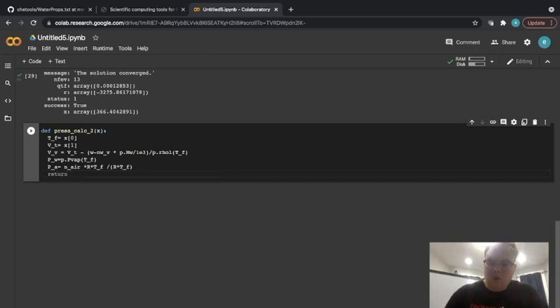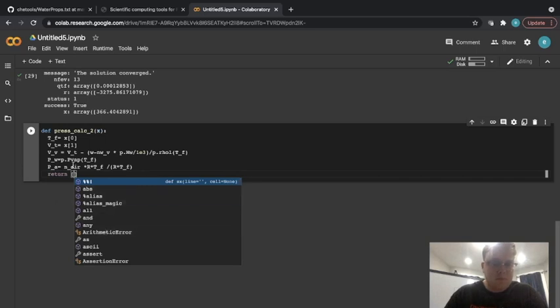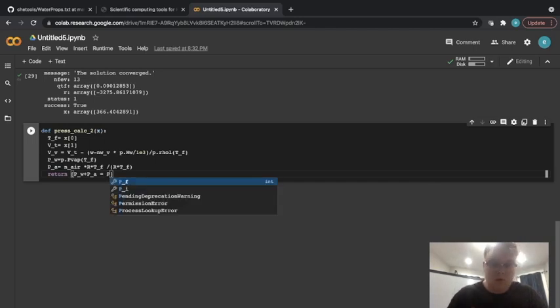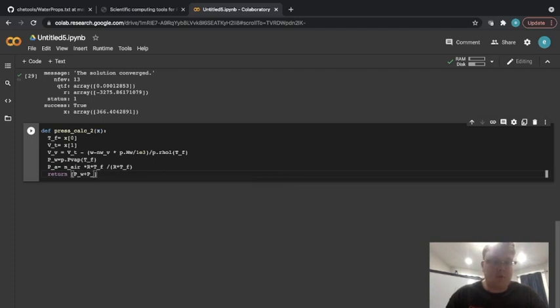What's my return going to be? Well, my partial pressures of water and air, we know that P of water plus P of air is going to be equal to our pressure final. But if we want to set this equal to 0, then it's going to be pressure of water plus pressure of air minus pressure final. And then what else do we know? We know that the number of water moles as vapor at the end of our process, we want it to be 0.3 moles.